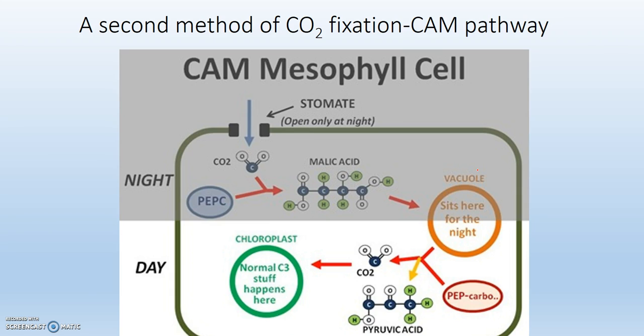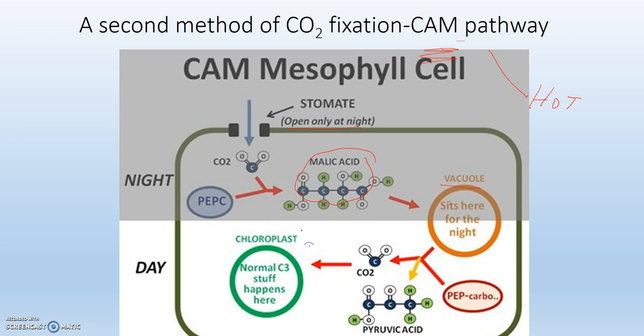But then we have another method of carbon dioxide fixation, which is called the CAM pathway. In a CAM plant, like the pineapple plant, these plants are found in very, very hot, arid places. So here, the stomata is only open at night. So when the stomata is open, the carbon dioxide enters and it is picked up by phosphoenol pyruvate again to make malic acid. The malic acid is going to sit here in the vacuole, stored up during the night time.